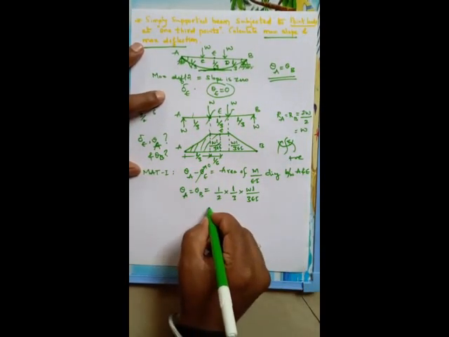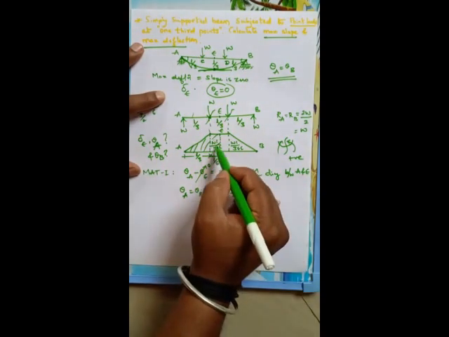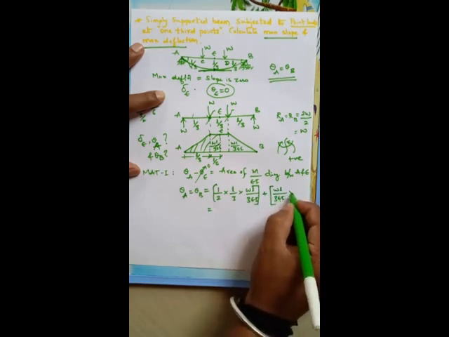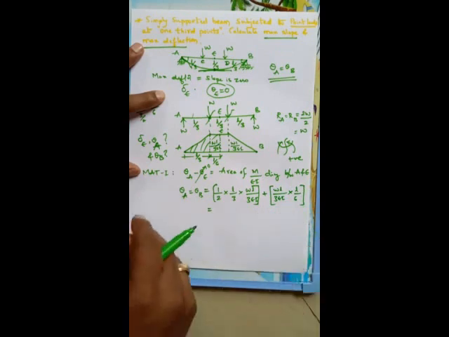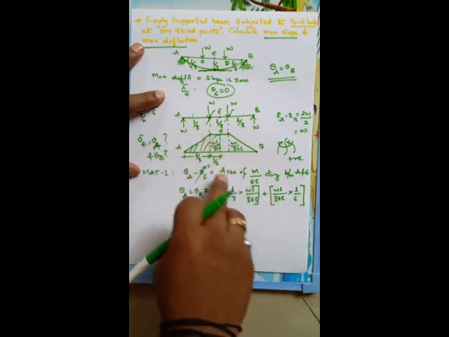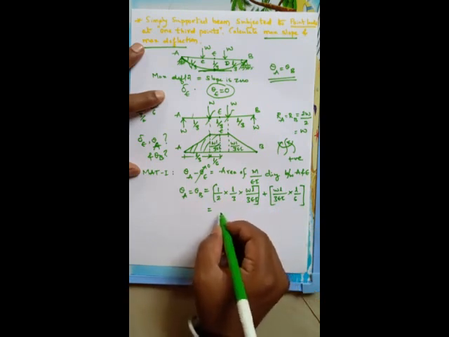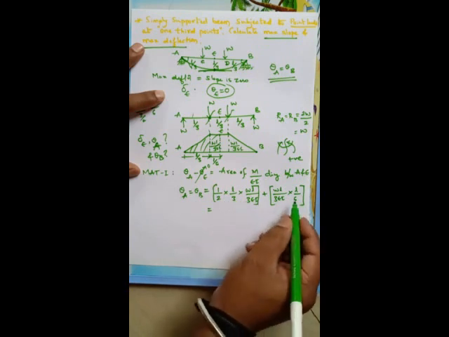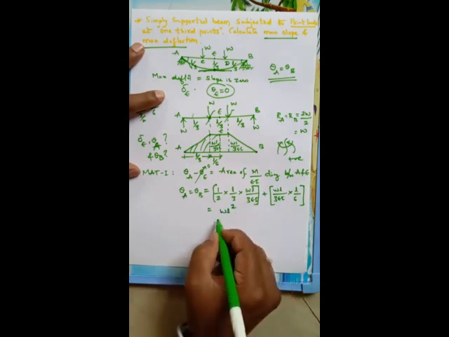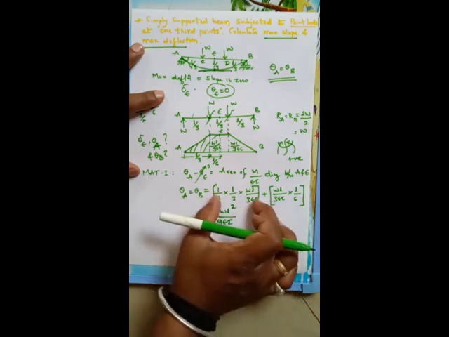Now if you simplify this, this is one figure. Still we need to add the area of this rectangle. Its height is WL by 3EI and base is L by 6. So we have 1 by 2 into L by 3 into WL by 3EI, the area of this triangle, plus the area of this rectangle, base into height, L by 6 into WL by 3EI. Simplify this, and you need to take the LCM. Just check this, this is one separate term and this is a separate term.